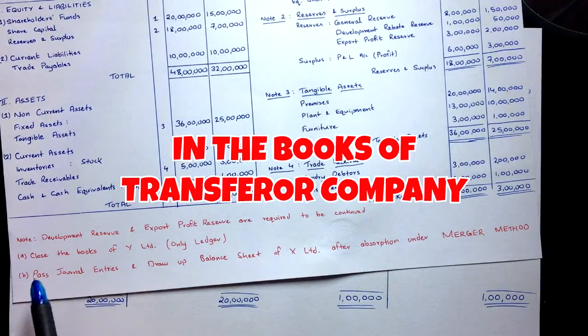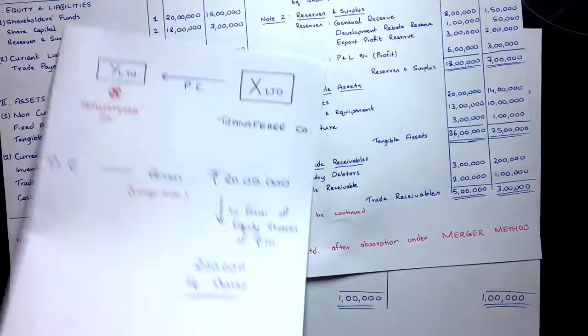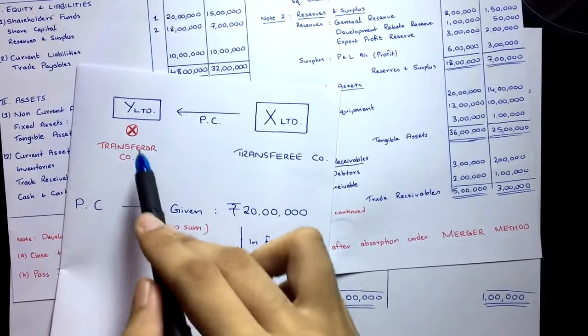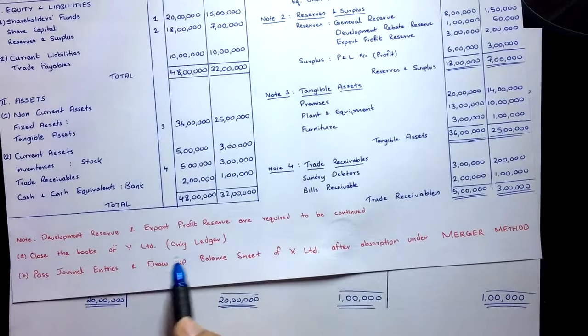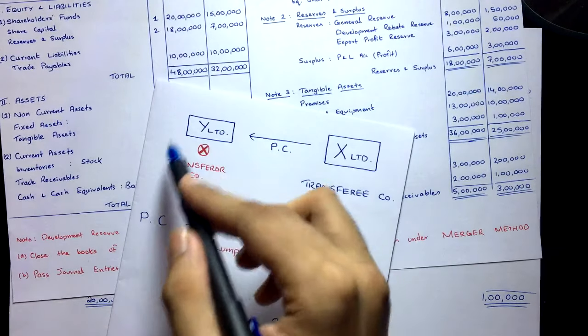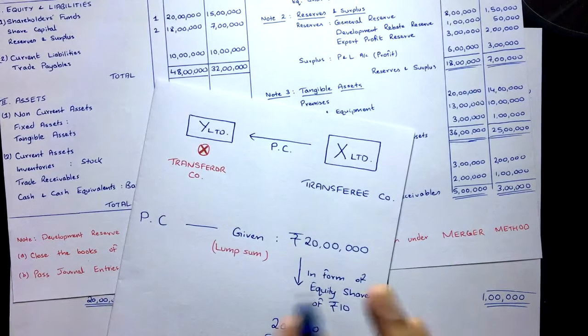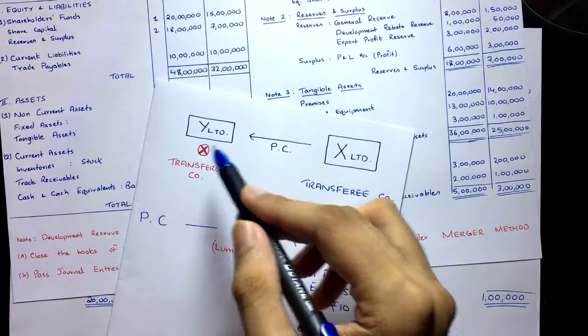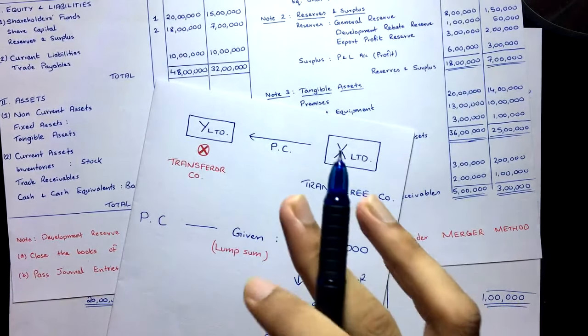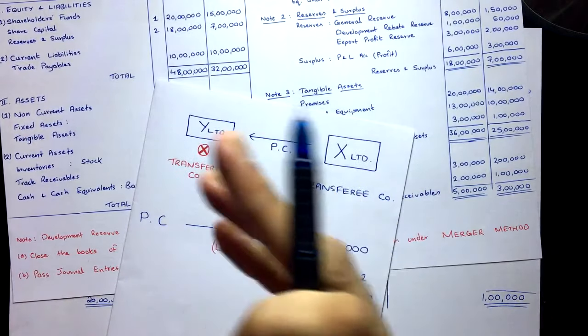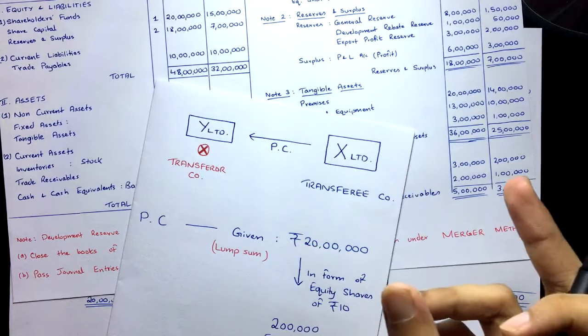See here, the first requirement that we have got is to close the books of Y Limited. Y Limited is the transferor company, the company which is getting liquidated. So we have to prepare only ledger accounts. It's very simple. There is only one method to do that: we have to use the realization account and close the books of Y Limited. It doesn't matter in the books of the transferor company whether we have got an amalgamation in the nature of merger question or amalgamation in the nature of purchase question.